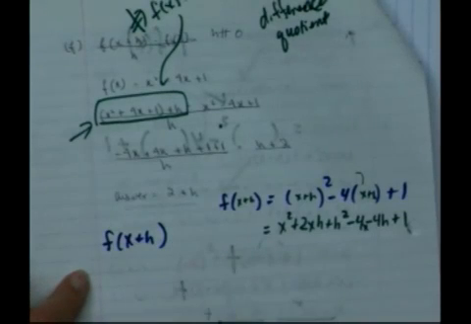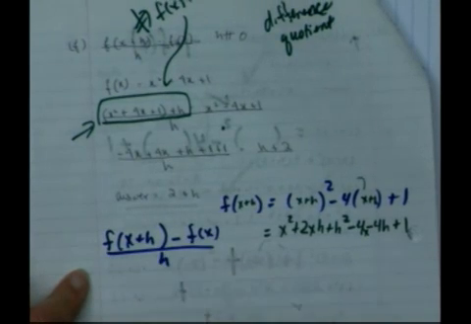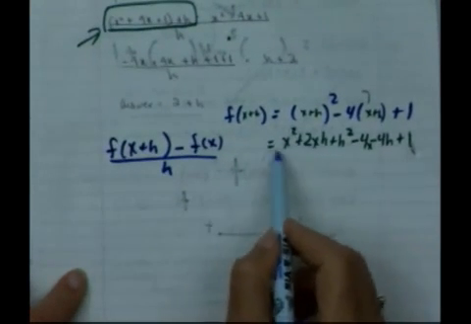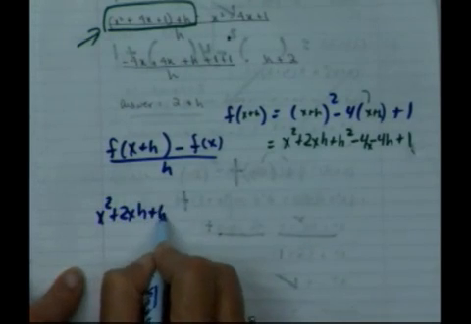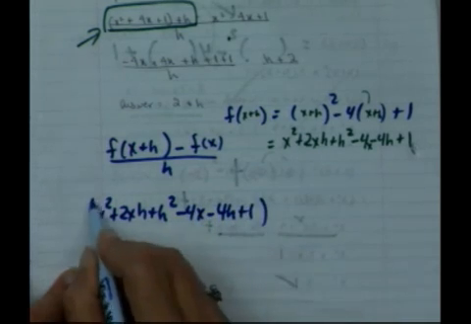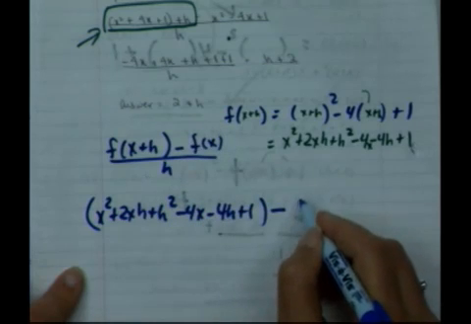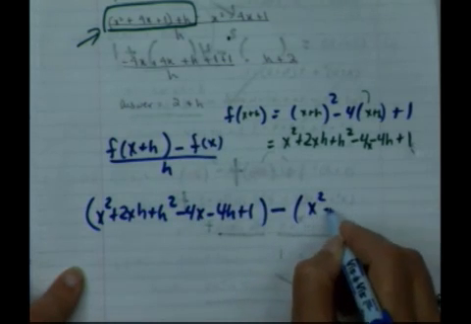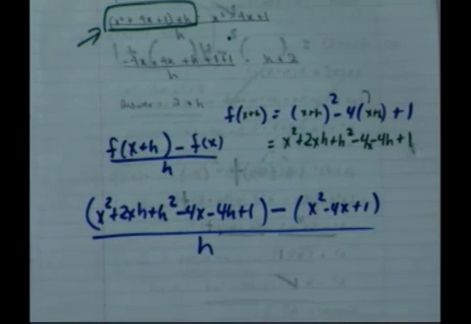So the problem asks for f of x plus h minus the original function, divided by h. So if we come down and copy what our f of x plus h is, we have x squared plus 2xh plus h squared minus 4x minus 4h plus 1. And then you're going to subtract your f of x. F of x is x squared minus 4x plus 1. And all this is over h.